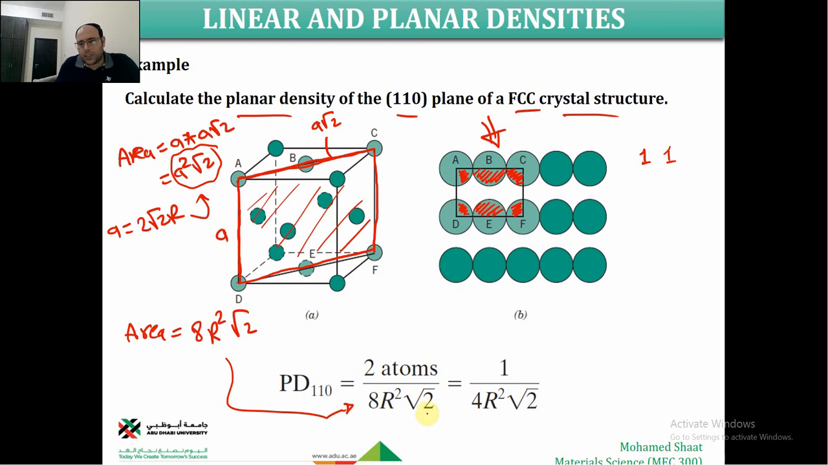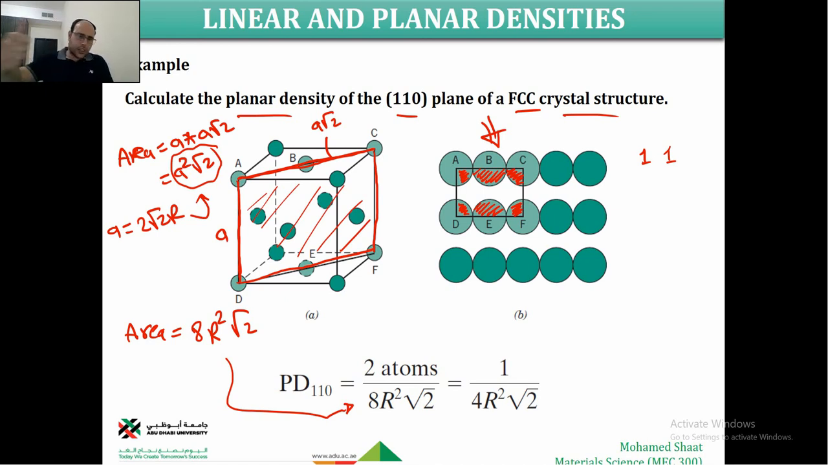Then you're just going to do some simplification, like removing this 2 with the 8, cancelling. This is going to give us 4 in the denominator. So we're going to end up with 1/4 square root of 2 r squared. This is going to give us the planar density for the plane 110 that belongs to the FCC crystal structure. Again, this same plane for a BCC crystal structure will have a different planar density.